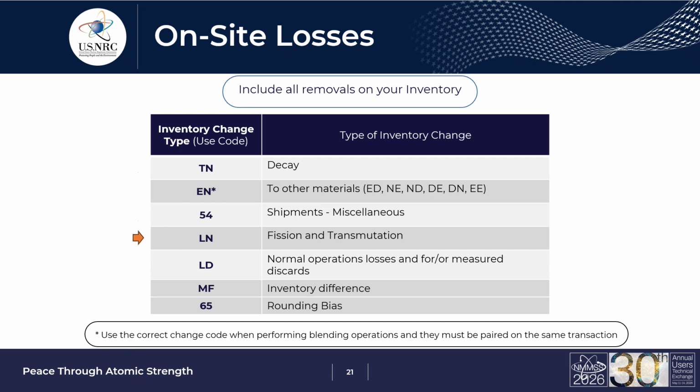Code LN is fission and transmutation. Code LD represents normal operational losses and measured discards. The use code MF represents inventory difference. Finally, ICT code 65 represents rounding bias. Note that you should use the correct change code when performing blending operations, and they must be paired on the same transaction. As mentioned earlier, inventory change types for NRC are both numeric and alphanumeric in nature.